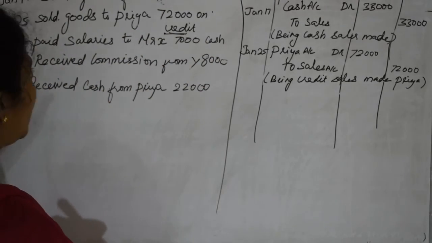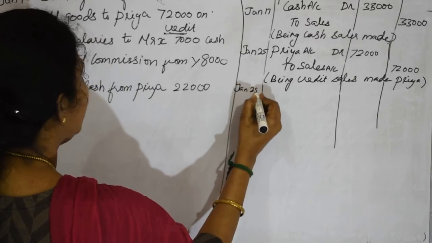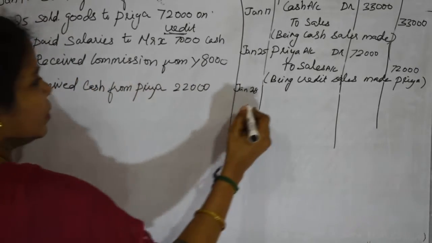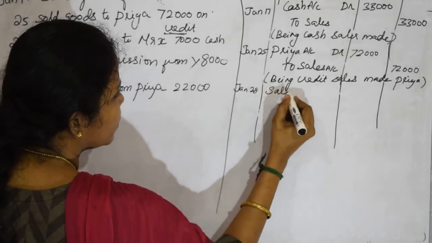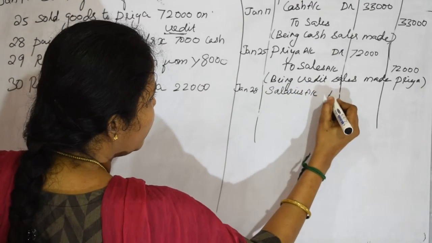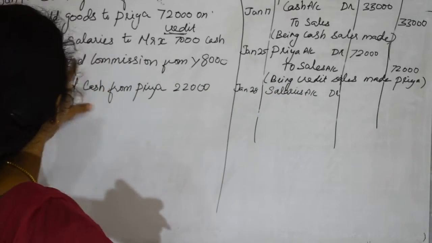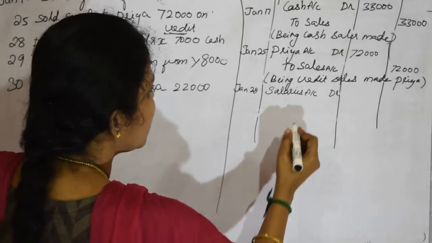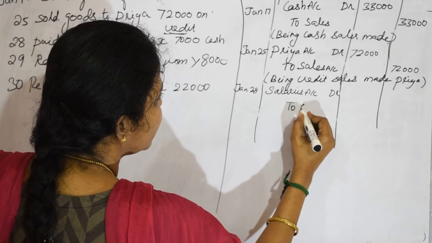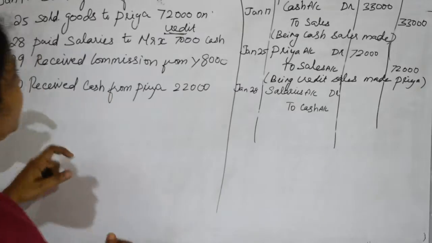Here on January 28th, we are paying the salaries. So debit all expenses. This is the nominal account. Salary is the nominal account, so we are debiting the salaries. Salaries account debtor to cash. Cash account is a real account.